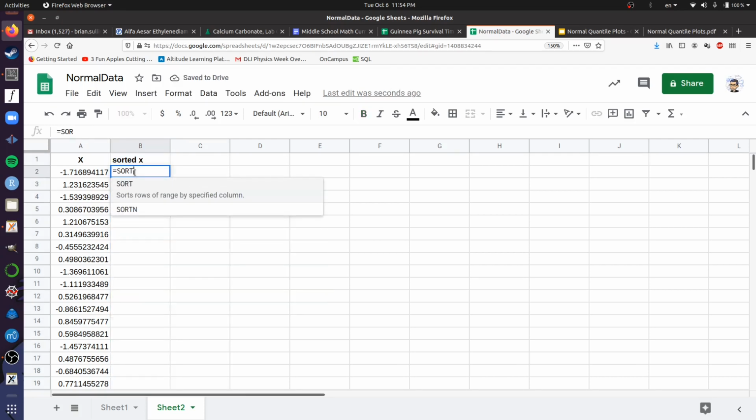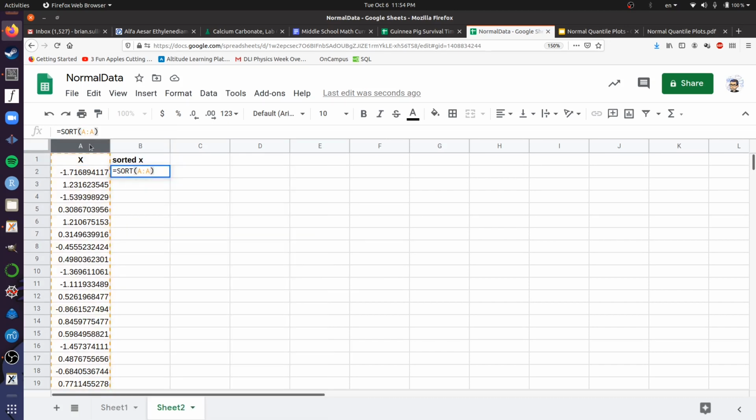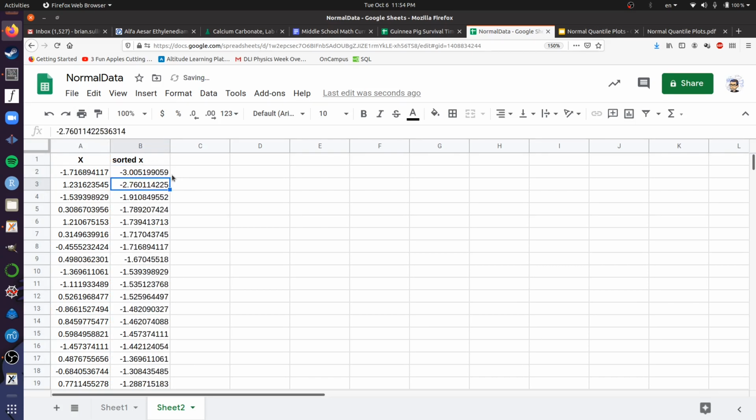This is a really nice command, sort. I'll click in column A here. Notice it fills in A:A. That means the whole column. And I didn't have to drag anything, it just sorted all the data.